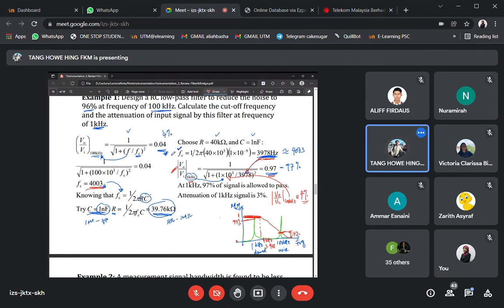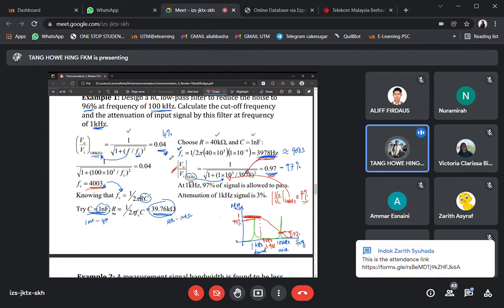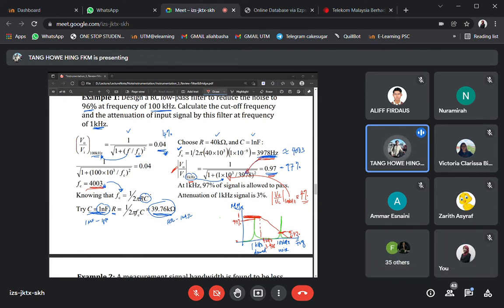All right, so far so good. This is how we design this low pass filter, and how we can determine the resistor and the capacitance. So is everyone clear? Are you clear about these calculations?